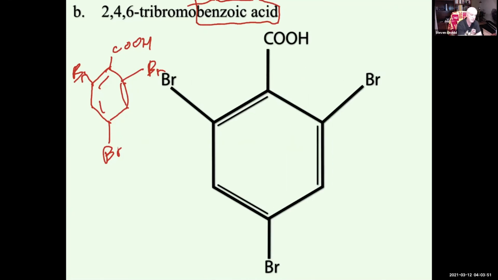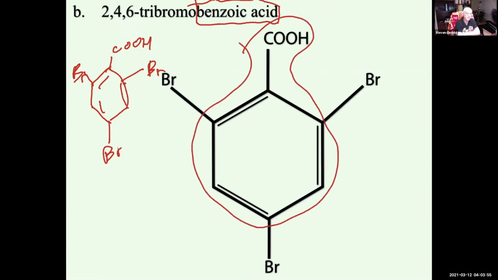You have a benzoic acid core, and then you have 3 substituents and 3 attachments. And it tells you there are 3 bromine atoms, and they're at 2, 4, and 6.